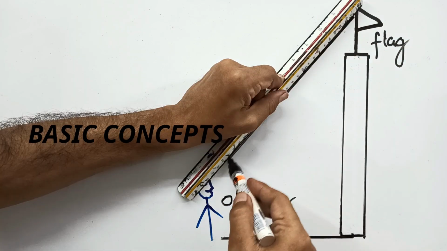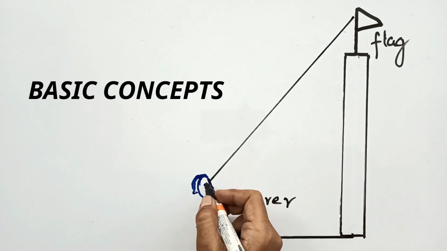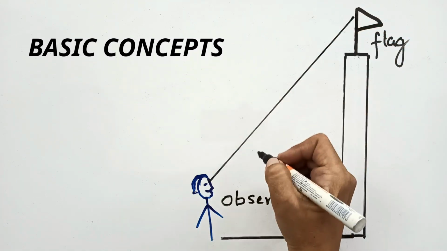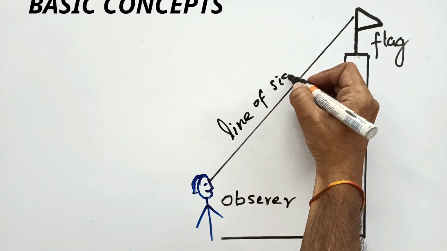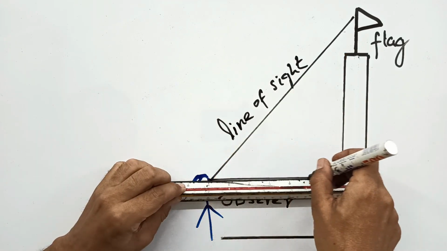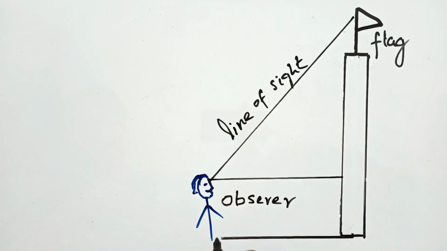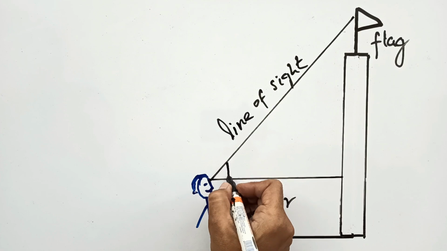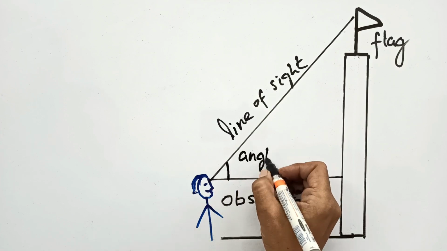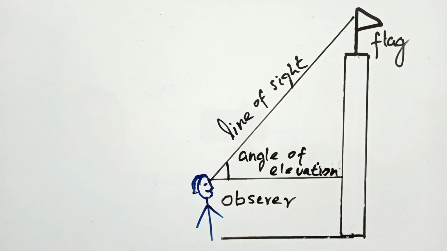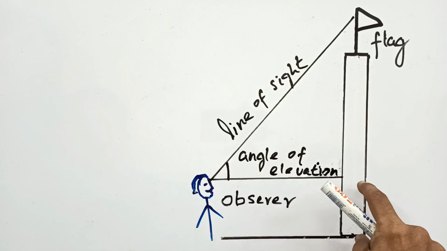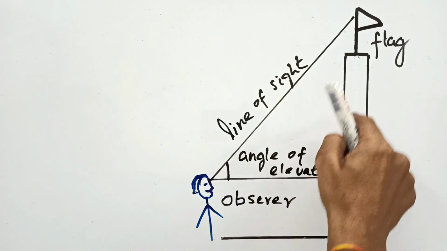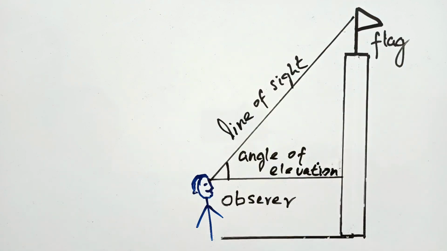Viewing this flag, this line joining the observer to the object is called the line of sight, and the angle between this line of sight and the horizontal is called the angle of elevation. In the question the observer's height can be given, so this will be the observer height, and with the help of this data we can find out the height of the pole.